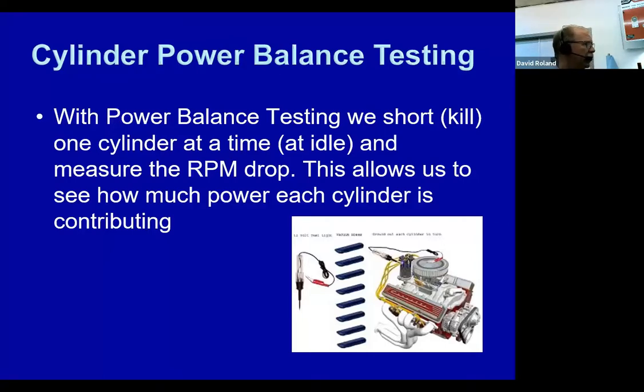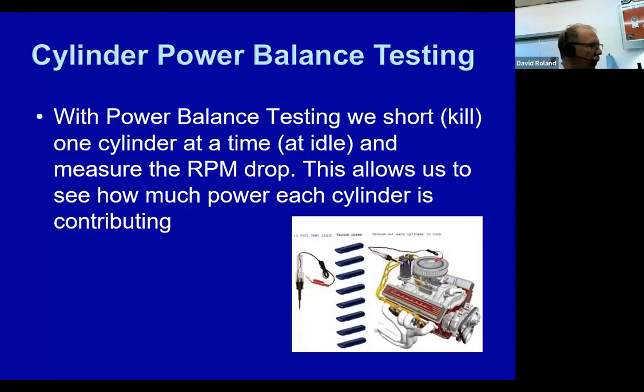What we're trying to do with this test is determine: is the cylinder we're looking at doing anything? Because if we short it out and nothing changes, well, we know that it should start running rough. We know it should slow down. And if we short out a cylinder and nothing happens, it runs the same, we've identified the cylinder that has the problem.